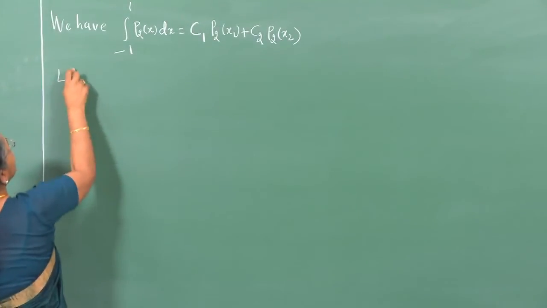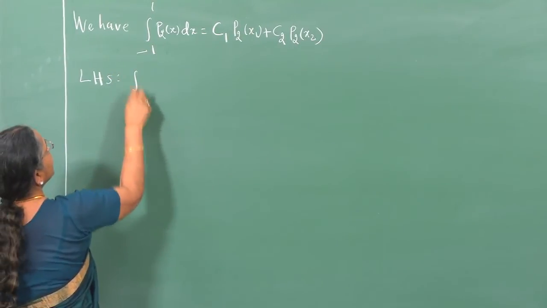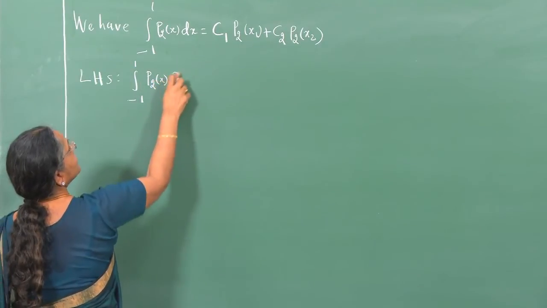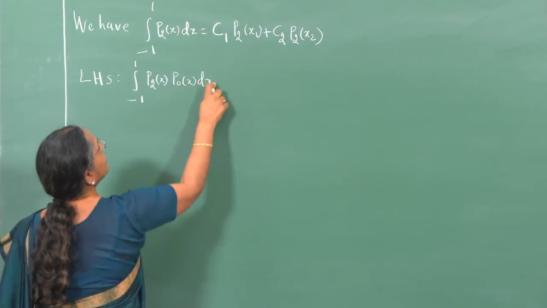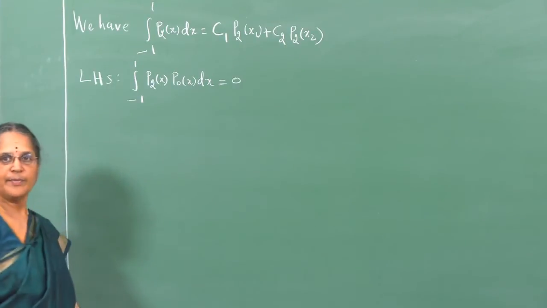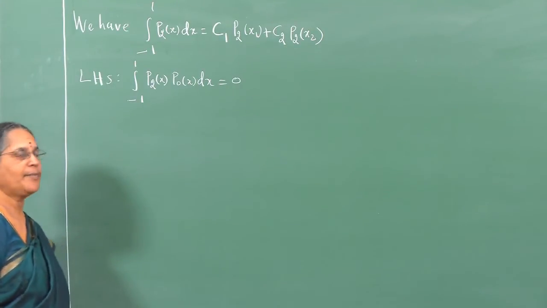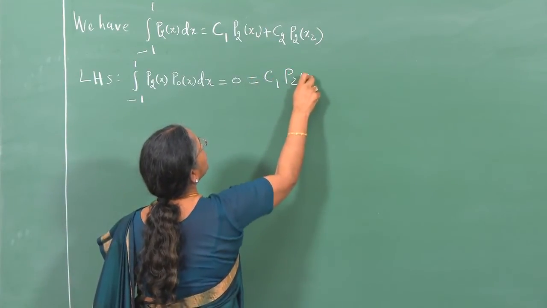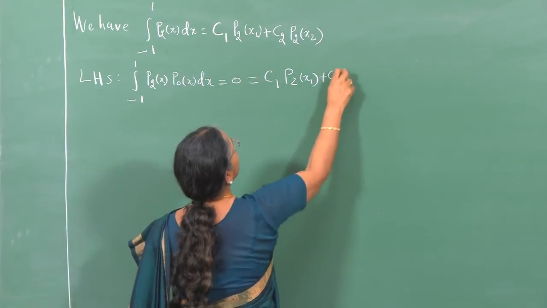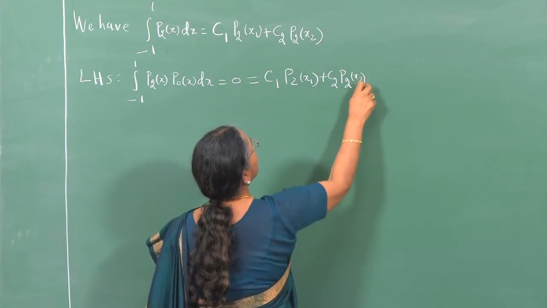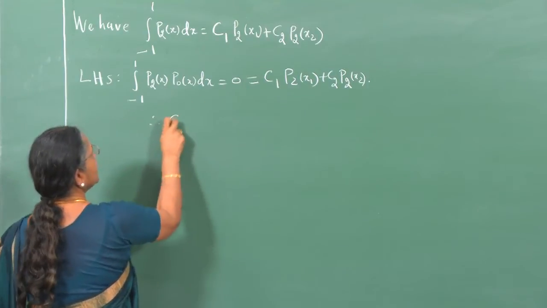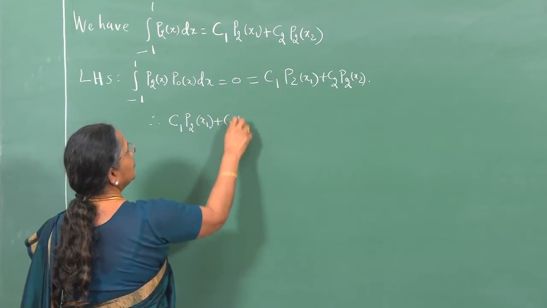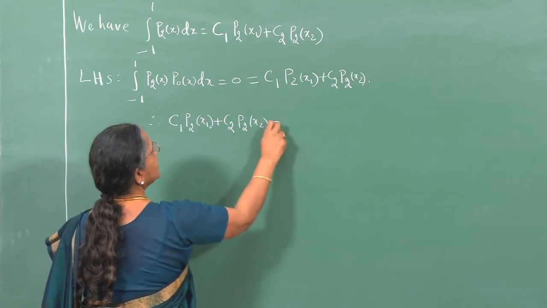The left hand side is integral minus 1 to 1 p2 of x dx, which is p2 of x into p naught of x dx, and that is 0 by the orthogonality property of Legendre polynomials. So, this will be C1 p2 of x1 plus C2 p2 of x2. This gives therefore C1 p2 of x1 plus C2 p2 of x2 is 0.